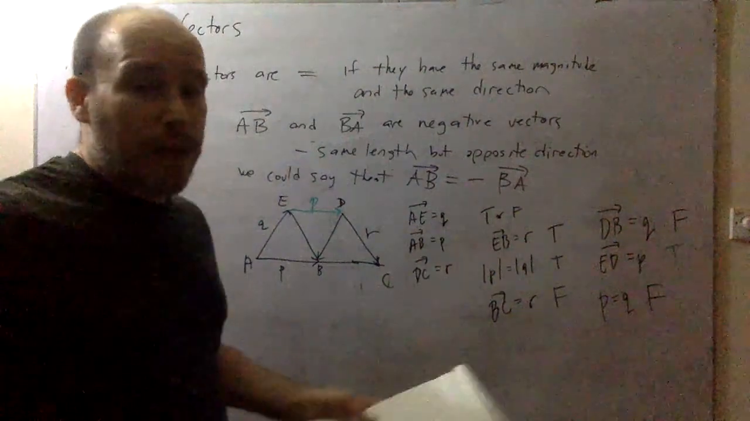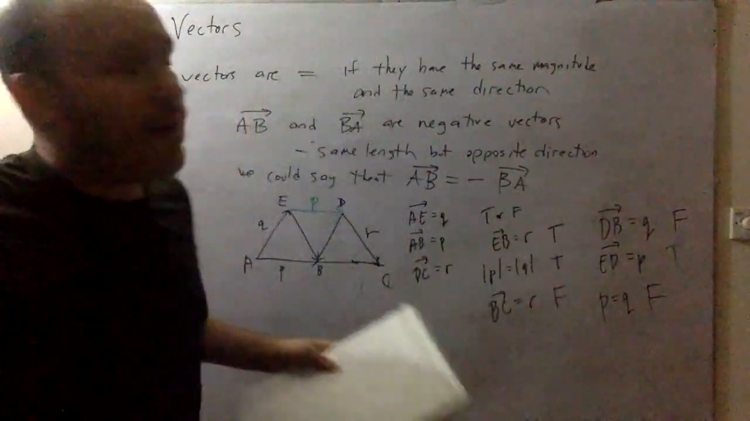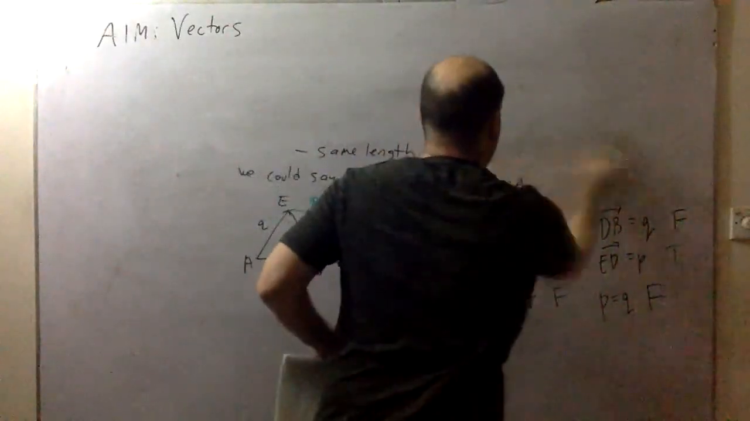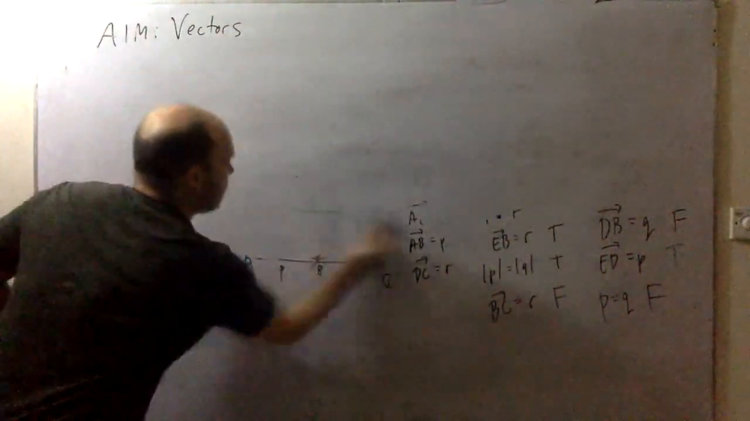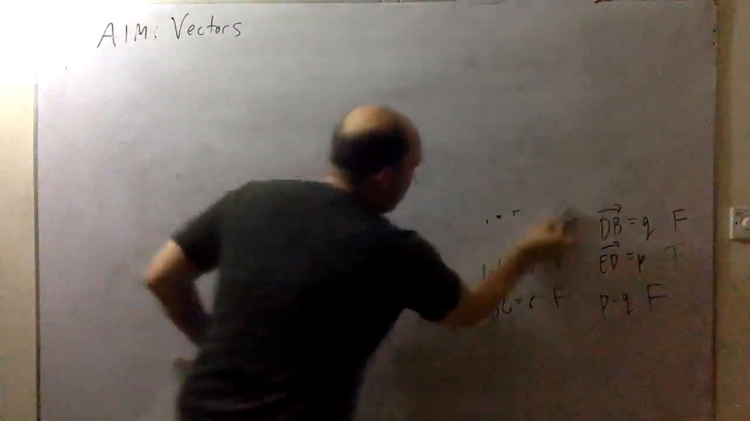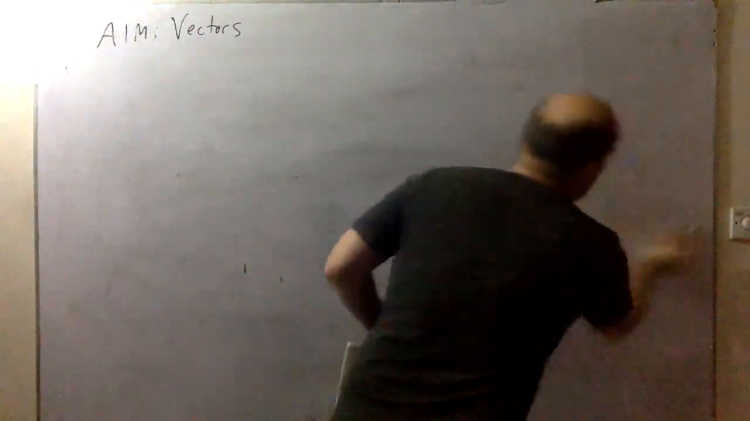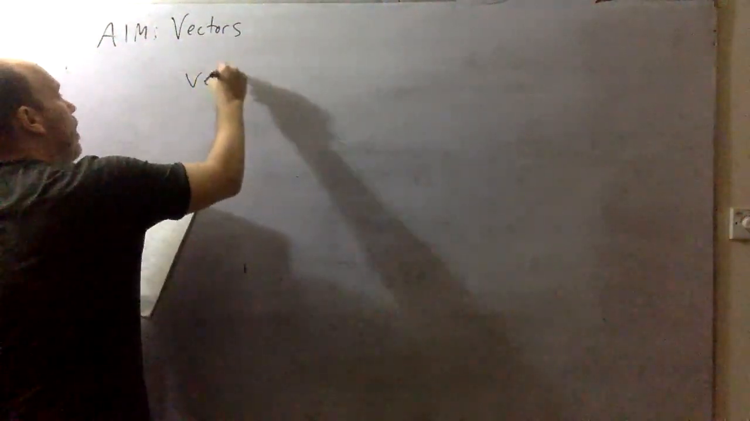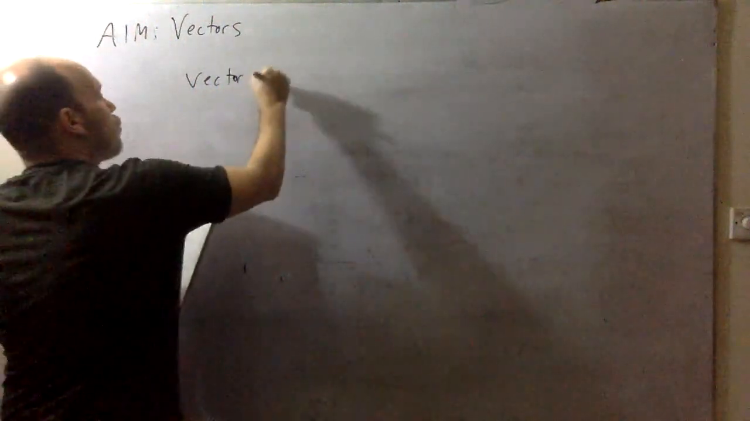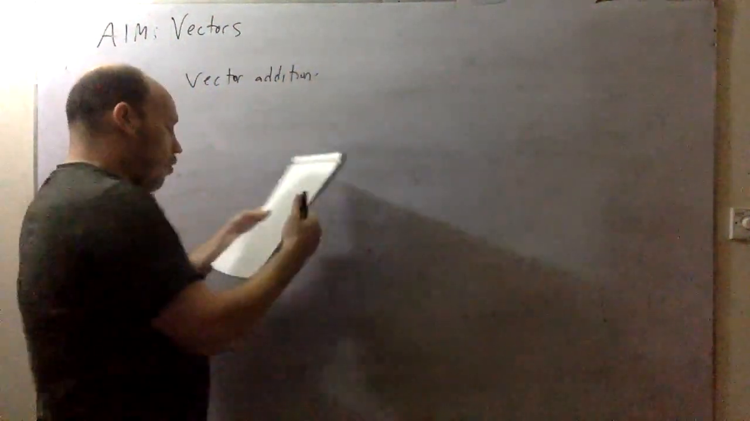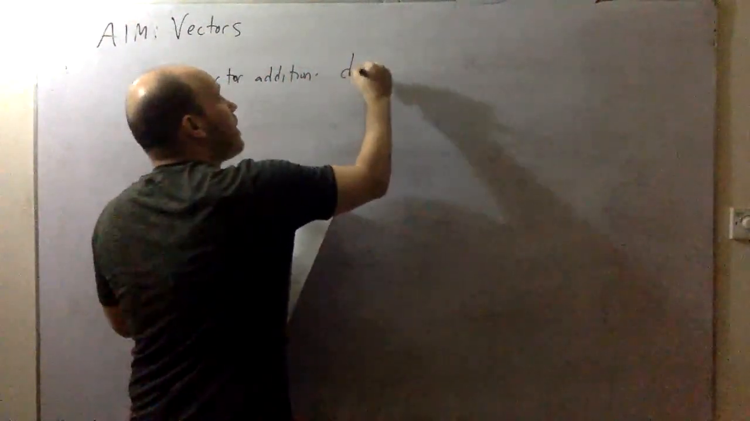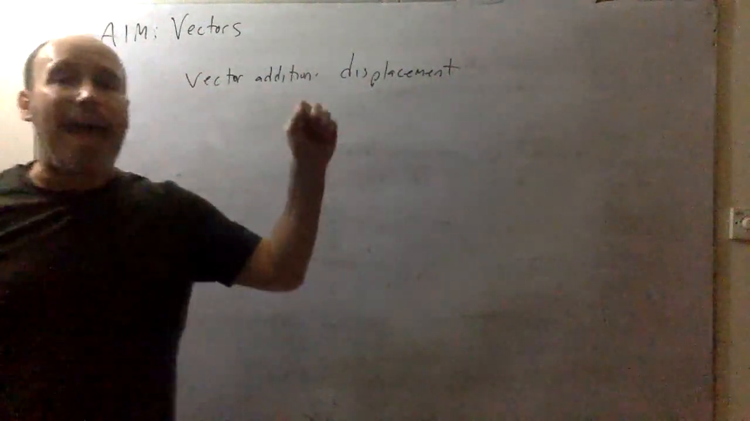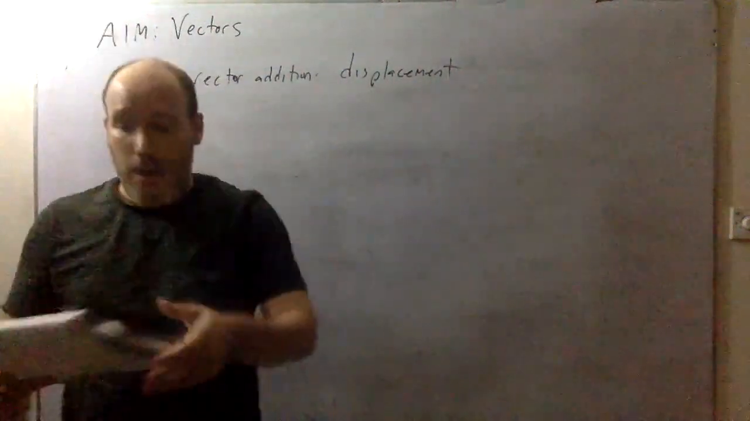Nice. Vector addition. So now we know when things are equal. Now, how do we combine these vectors? Let's keep going. Vector addition. Vectors are all about the journeys. It's about displacement. It's how do we get from the beginning to the end.